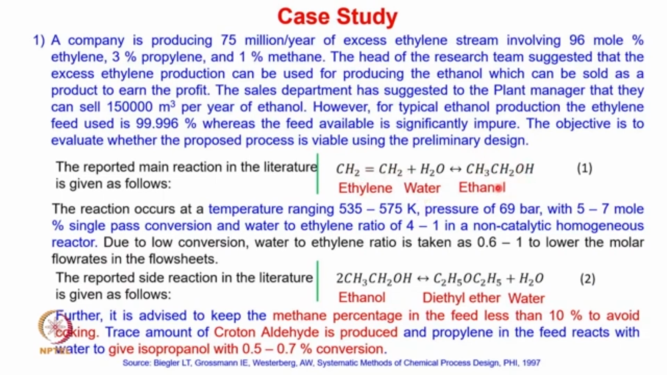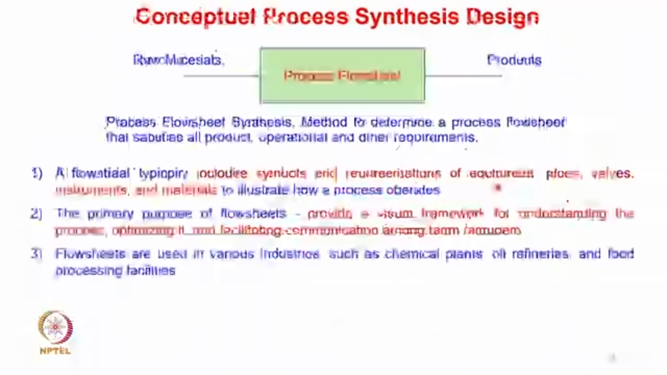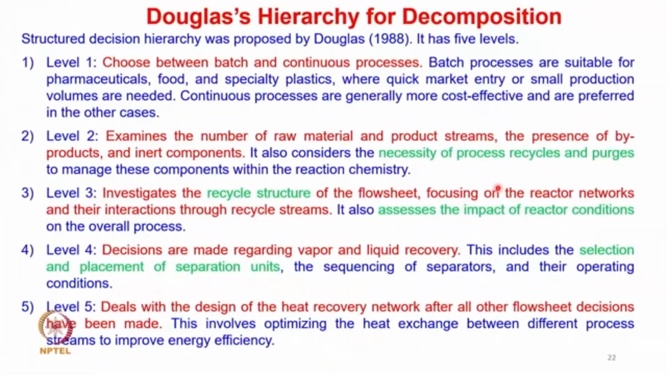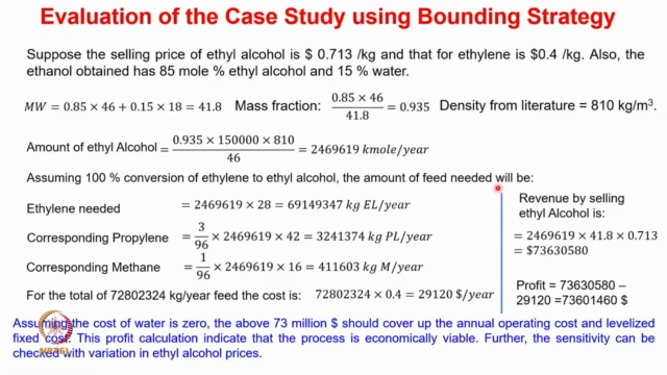So clearly the same number of kilomoles of ethylene will be required as of ethyl alcohol, and we can convert it to a mass unit by multiplying by the molecular weight. So after multiplying the molecular weight, we get the amount of ethylene required, which is 6 crore 91 lakh 49,347 kg of ethylene per year.